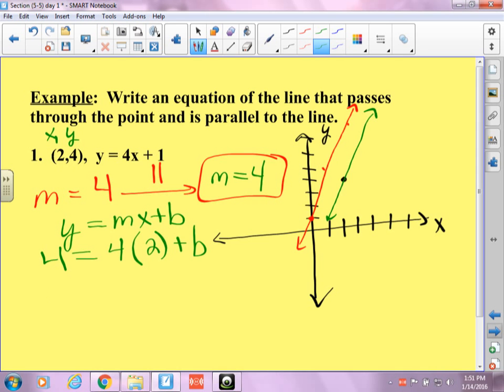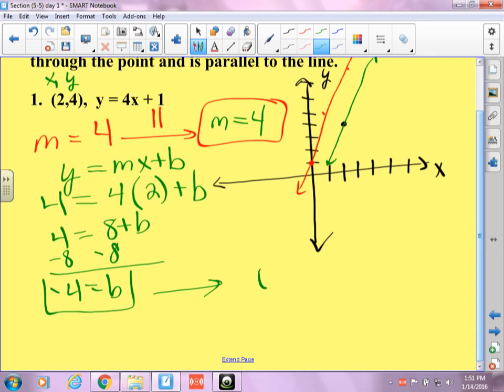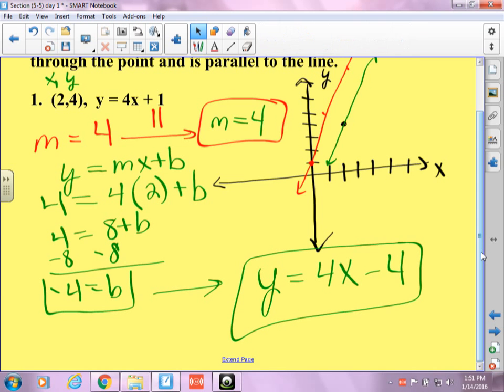So 4 equals 8 plus b. I'm going to subtract my 8. Negative 4 equals b. So now I got the b of my green line, that new line, and I need to come up with the equation. So y equals, what's the slope of my green line? 4. What's the b of my green line? Negative 4. This is the new equation of that line that goes through that point and is parallel to the red one. So there's really nothing new. Same process as what you're used to. What's different is that very first step. I need to take out the slope, and if it's parallel, it's going to be the same. Questions?